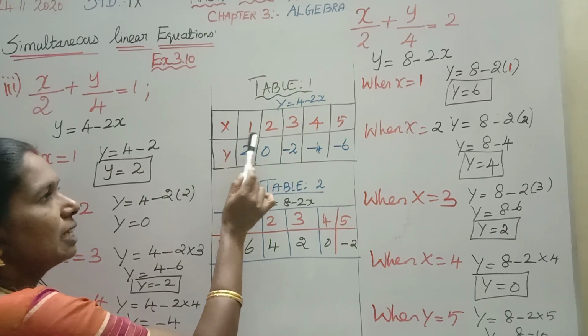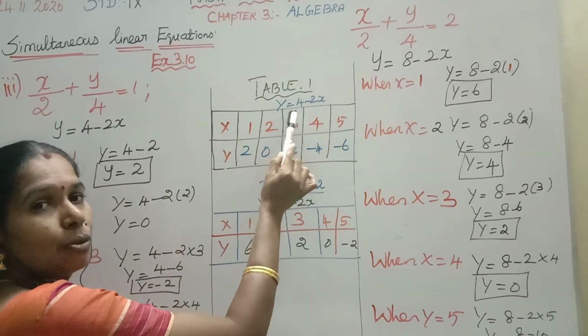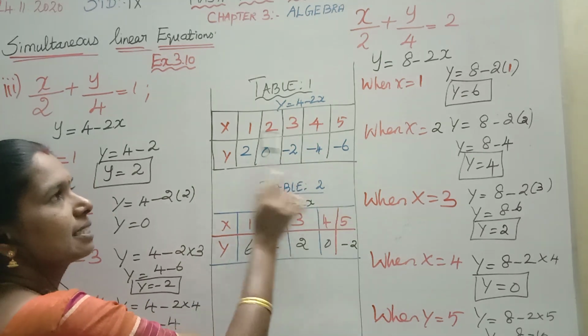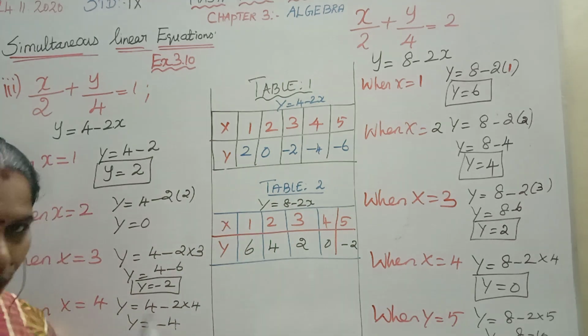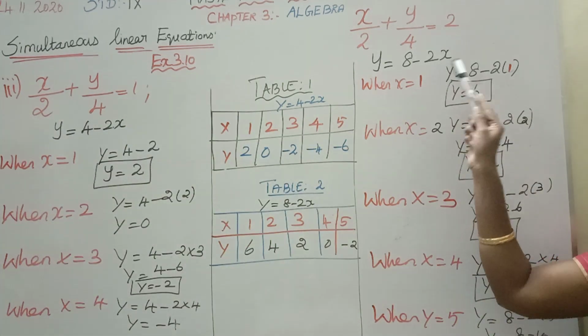So x values and y values. This is table 1 for the equation y equal to 4 minus 2x: 2, 0, minus 2, minus 4, minus 6. Here I made a table. Now I am going to make the table for y equal to 8 minus 2x.